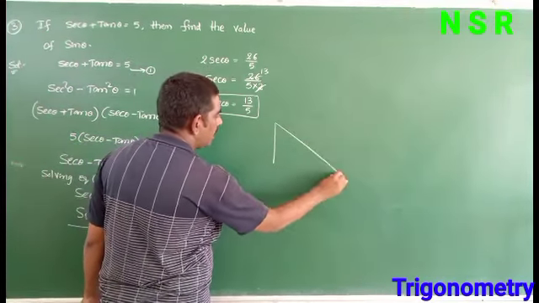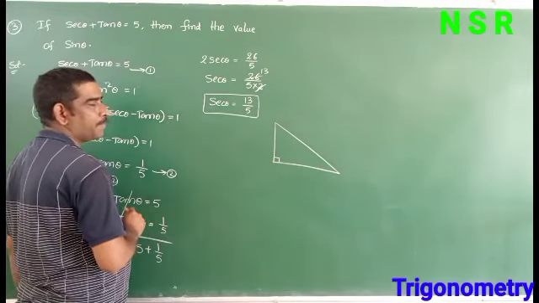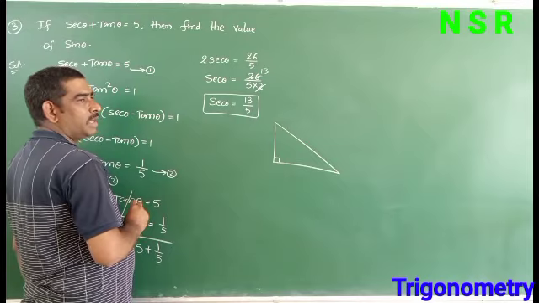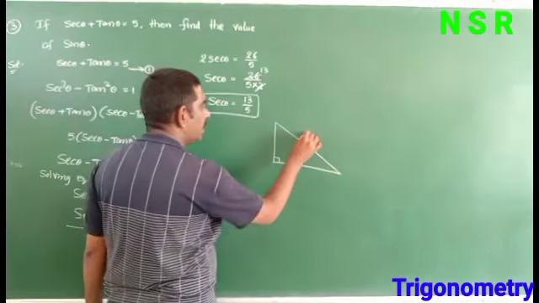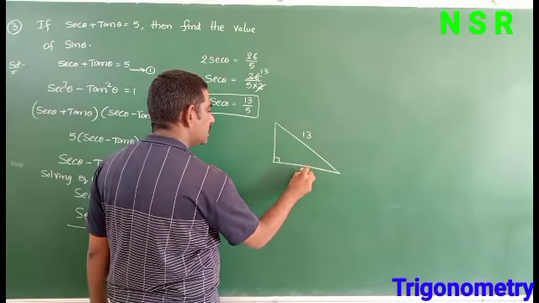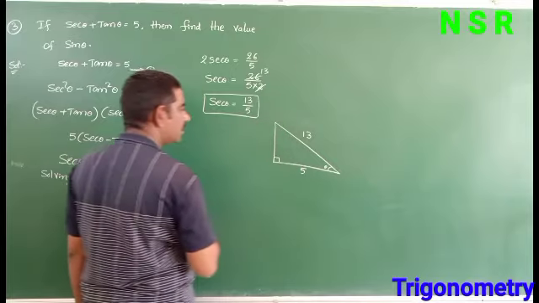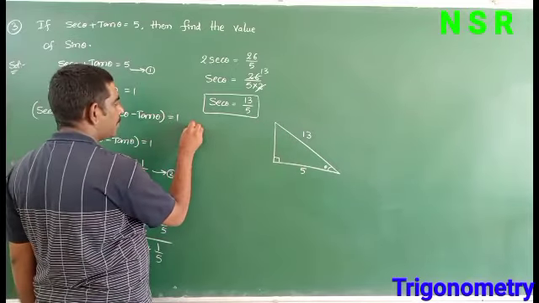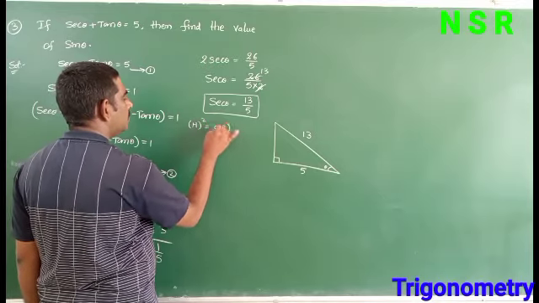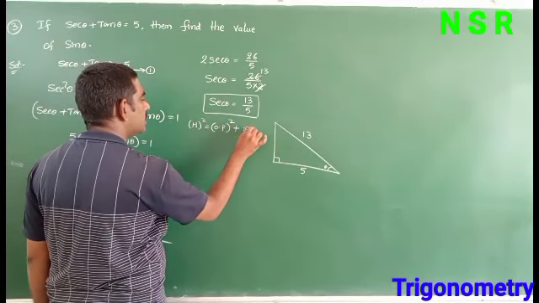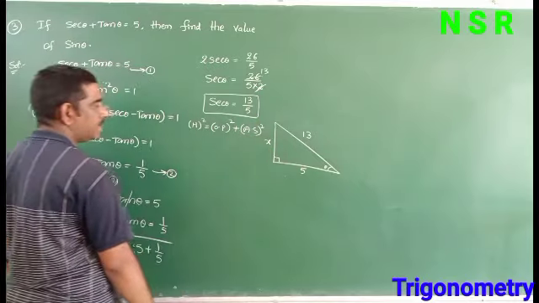So, draw here a right angle triangle. We know the secant theta formula: secant theta means hypotenuse by adjacent side. Suppose taking here angle theta, this is the opposite side. So, we have the formula: hypotenuse square is equal to opposite side square plus adjacent side square. We do not know the opposite side, take it as x.